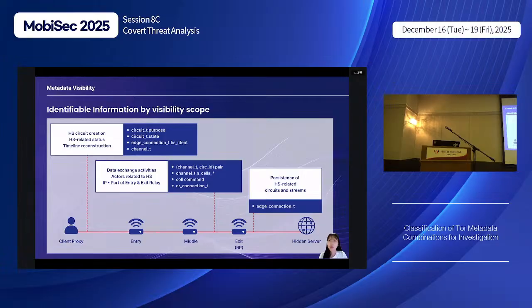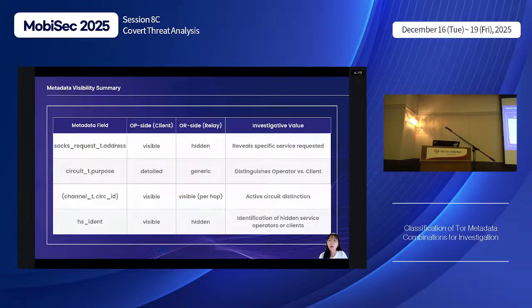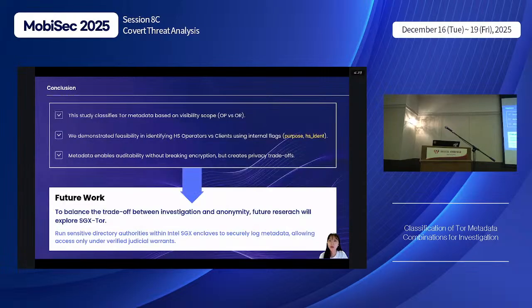Matching timestamps between OP side logs and exit relay traffic logs increase confidence that the circuit persists until exit transmission. Summary of metadata importance. The most discriminative metadata lies on the OP side, especially circuit purpose, which helps determine whether the user is a hidden service operator or a client.